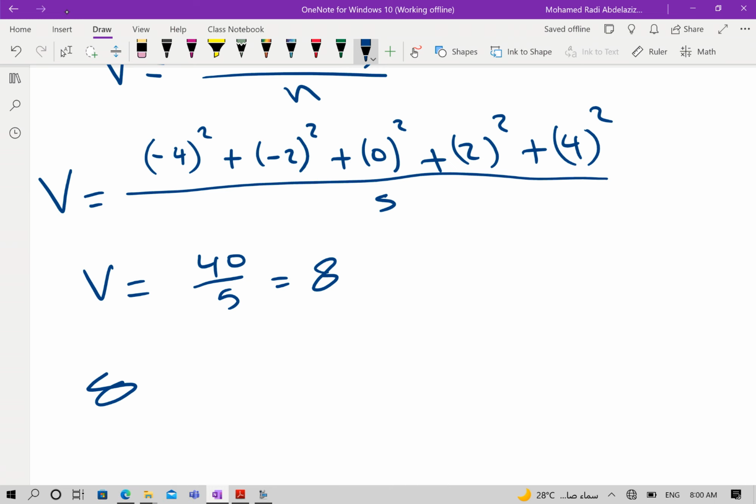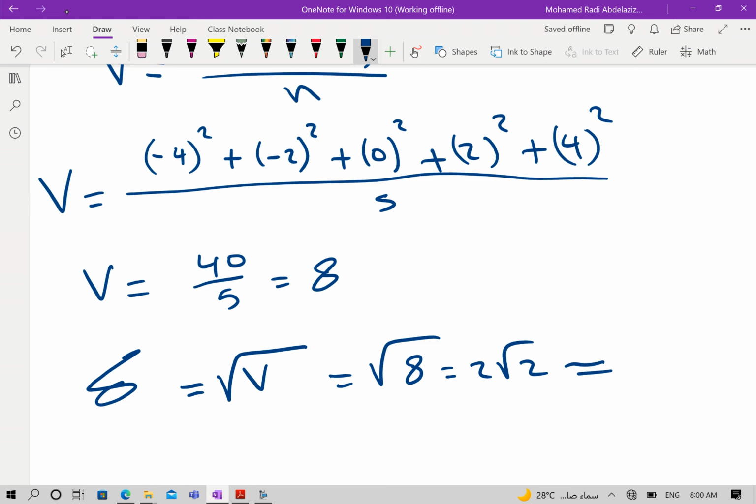Standard deviation. Standard deviation is the positive square root of variance. The square root of 8 exactly is 2 root 2. Give me that as a decimal to 3 significant figures: 2.83.